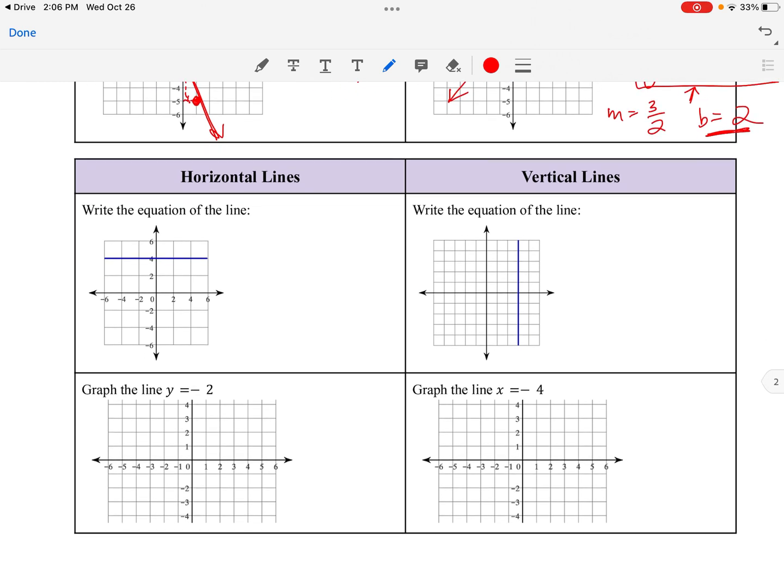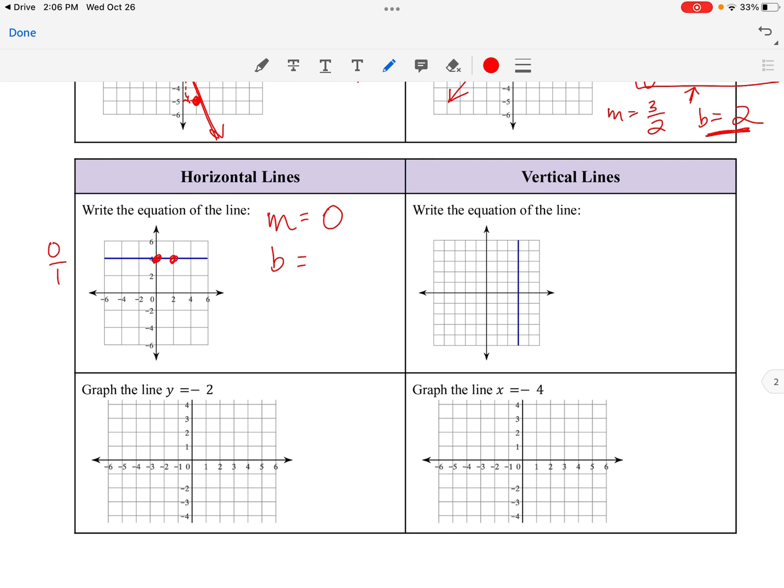Okay, what about when a line is horizontal? Well, same thing, we got to figure out what's the slope, what's the y-intercept. For horizontal lines, the slope is 0, right? We have to rise none, and in this case run 1, right? A rise over run would be 0 over 1, which is 0. So slope is 0.